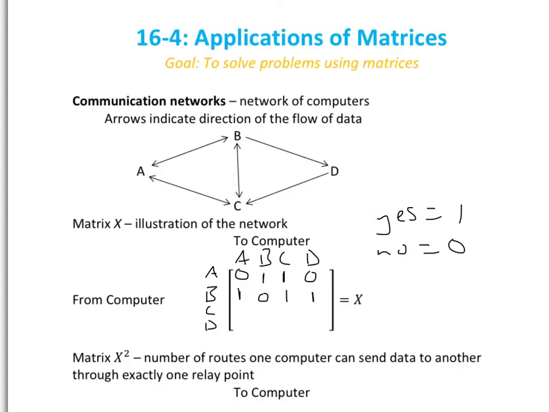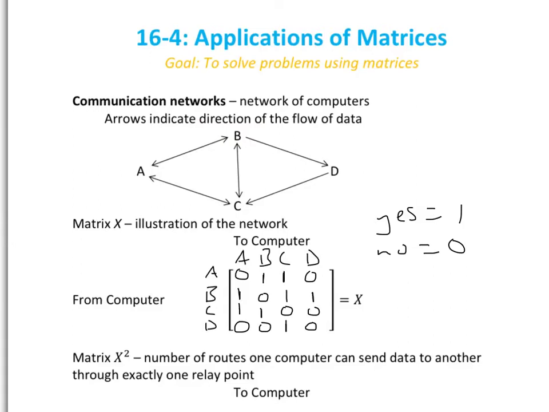All right, C to A, yes. C to B, yes. C to C, no sense. C to D, no. And lastly, D to A does not work. D to B does not work. D to C does work. And D to D doesn't make sense. All right, so there's our filled out matrix illustrating this network of the flow of data between the computers.